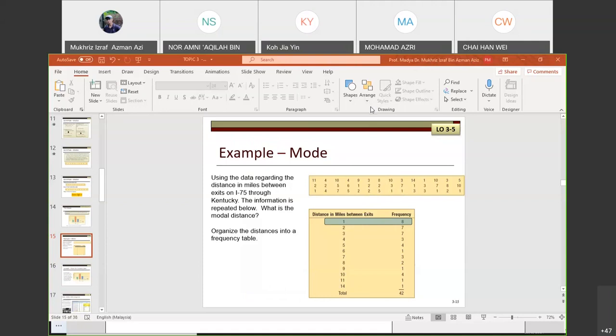In Excel, if you highlight your data and put in the command MODE, Excel can detect automatically which number has the highest frequency. The same thing with any online tools that you can use. So basically, mode is the highest frequency data.